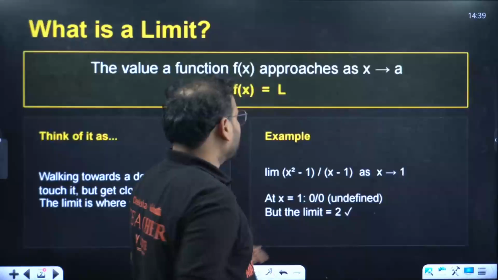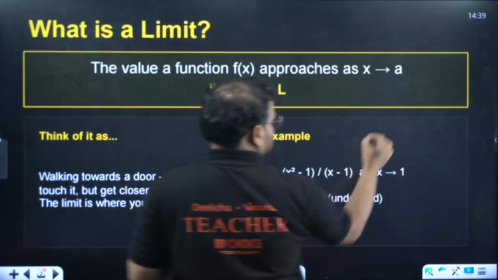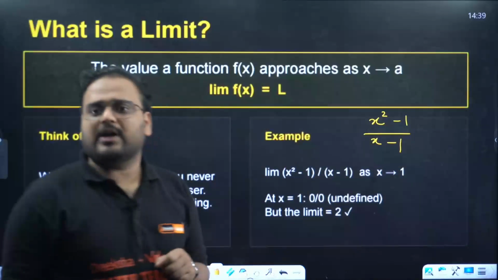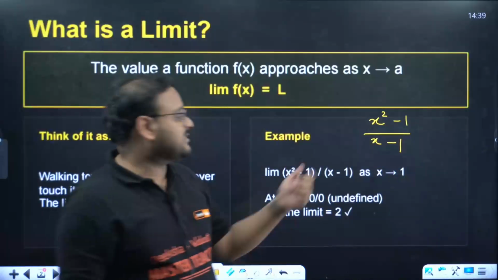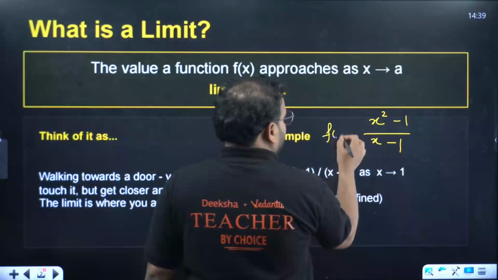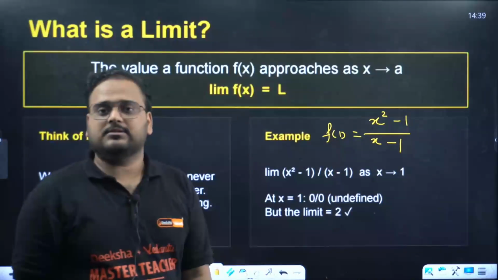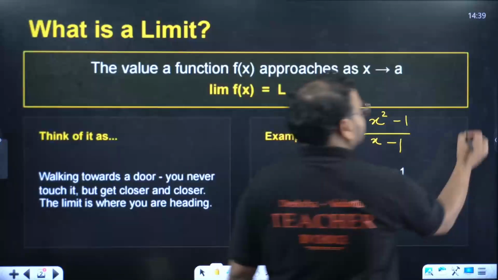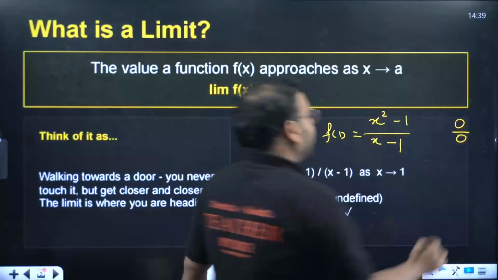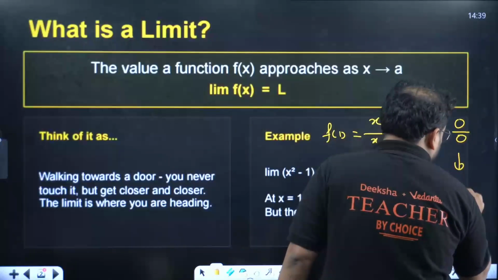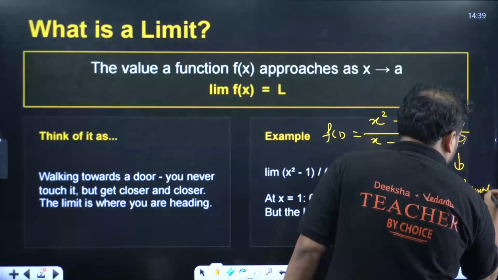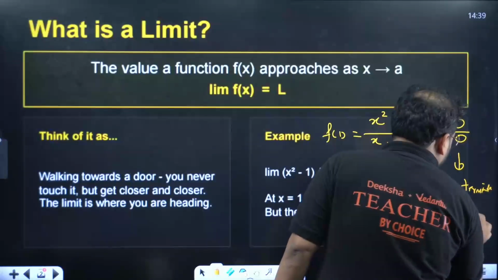For example, if I look at this example, x square minus 1 upon x minus 1. If you look at this case and I ask you to find the value of this function at 1, f of 1, what is the answer? It is undefined because you're going to get 0 by 0, which is an indeterminate form. This is called an indeterminate form. So how do you solve it?